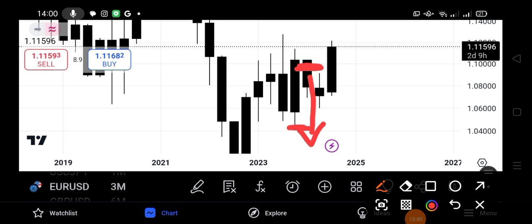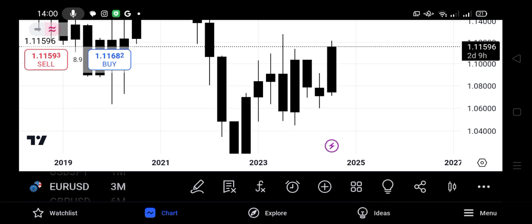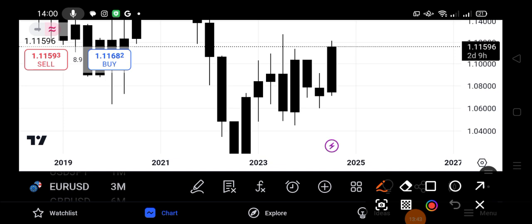But that's not what price did. Price instead came down with this candle and didn't take liquidity here, and came down with the second candle and still didn't take that liquidity. So obviously on the lower time frame, something is happening. This is the rebalancing area, right?